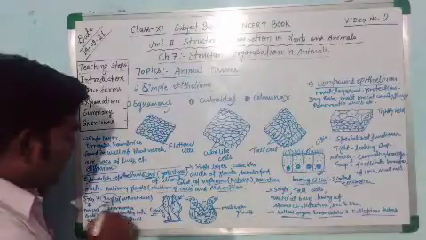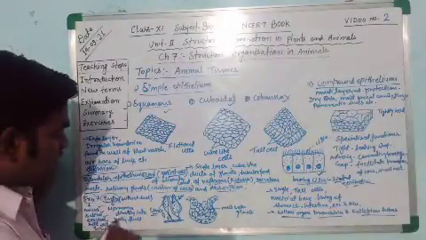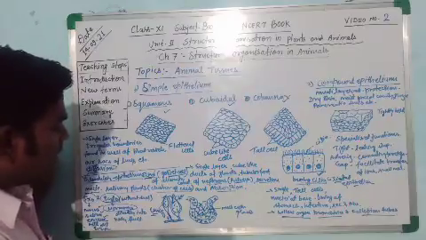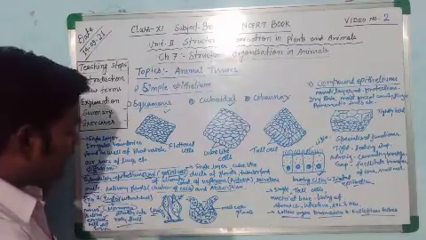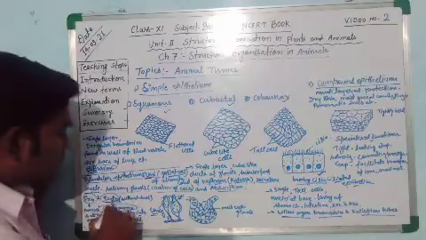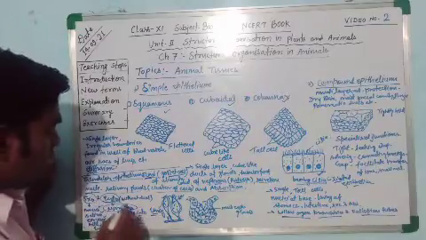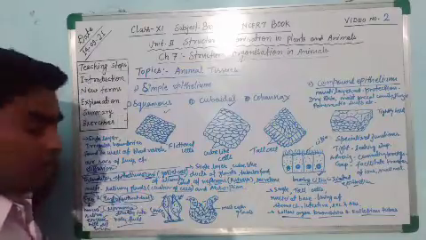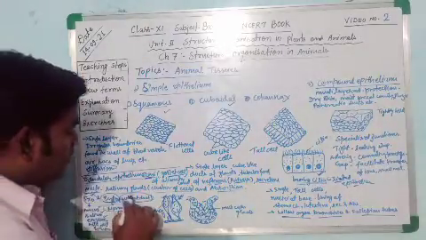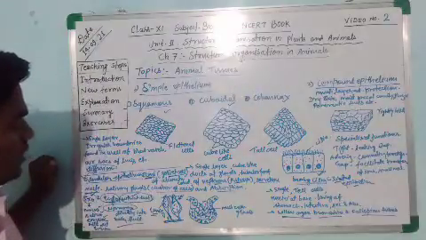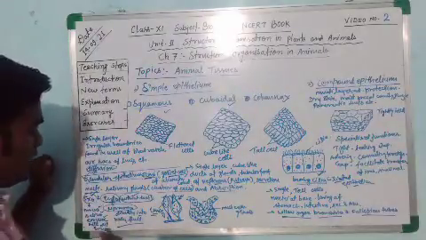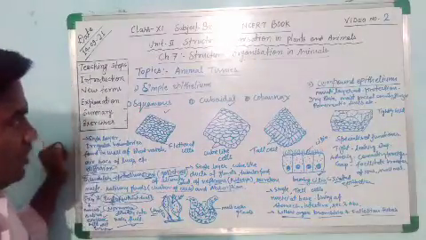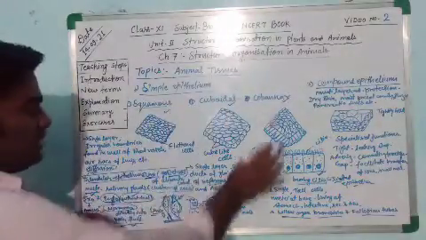While the endocrine glands secrete hormones which are directly mixed into the body fluid, and their secretion is known as hormones. Endocrine glands are without duct. So exocrine glands are with duct and endocrine glands are without duct, and their secretions are known as enzymes and hormones respectively. So this is all about the simple epithelium.